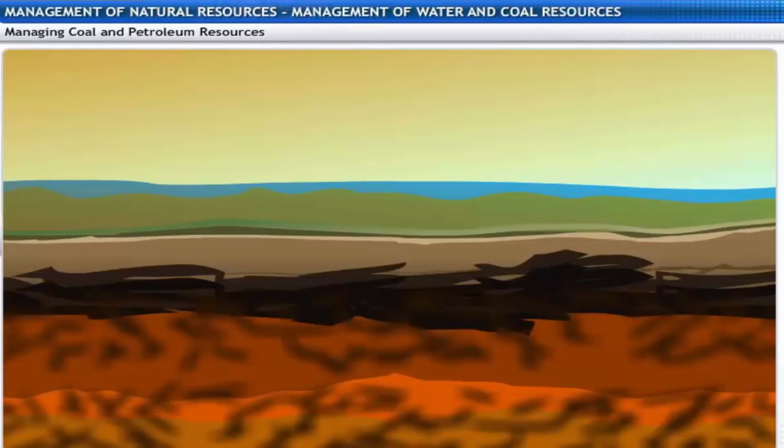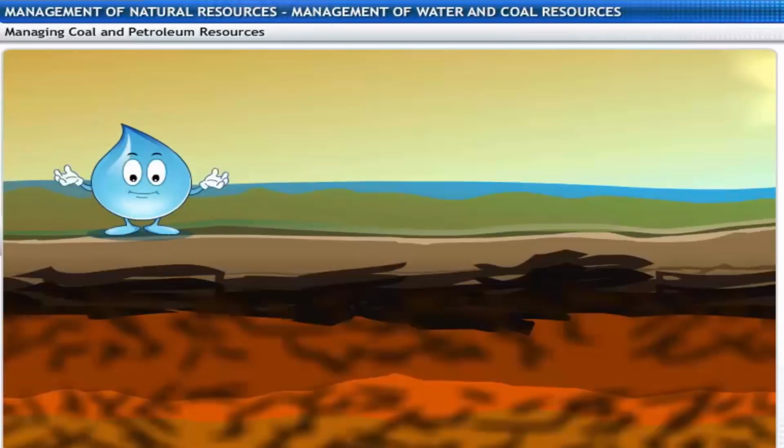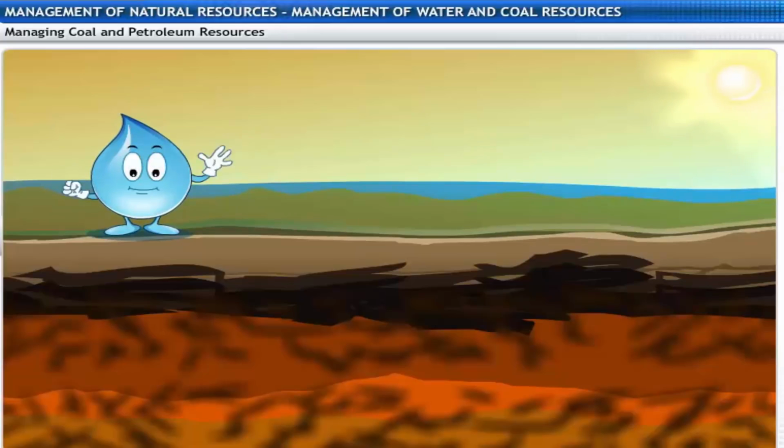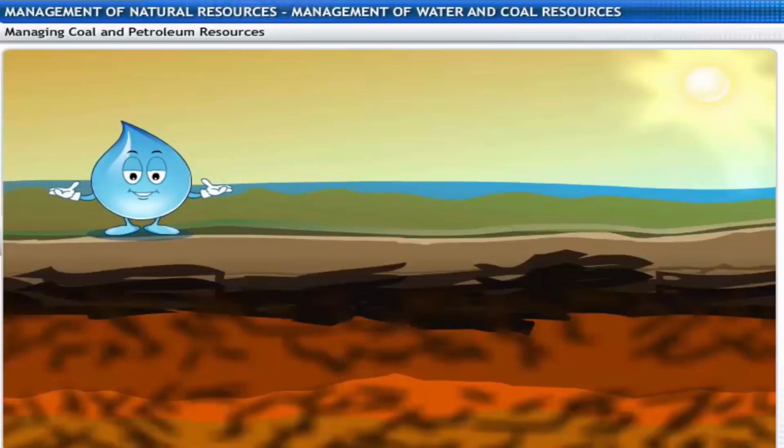We've talked about a lot of different methods of managing water resources, haven't we? Ha-ho! Looks like the sun is coming out now, which means I'll have to evaporate soon. Before I leave, I'd like you to meet my friend Carbo. There he is.